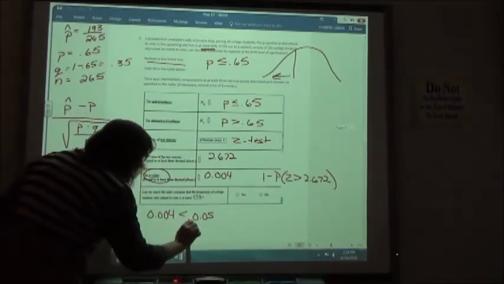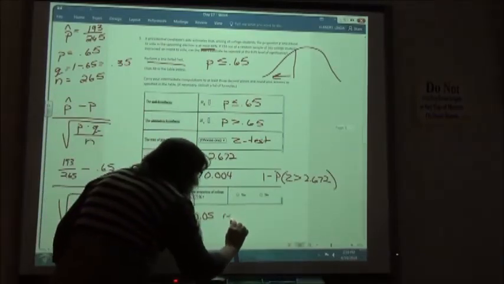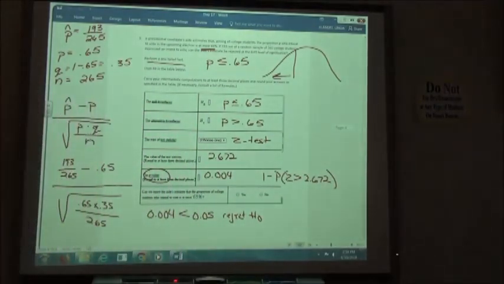If it's less than, now we're back to thinking. If it's a less than, do we accept the null or reject the null? Look at your notes. Guess again. If it's a less than, we reject the null. If it's a greater than, we accept.